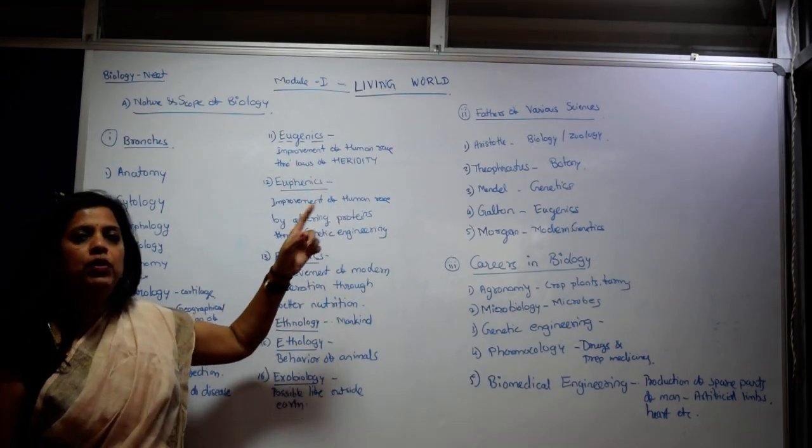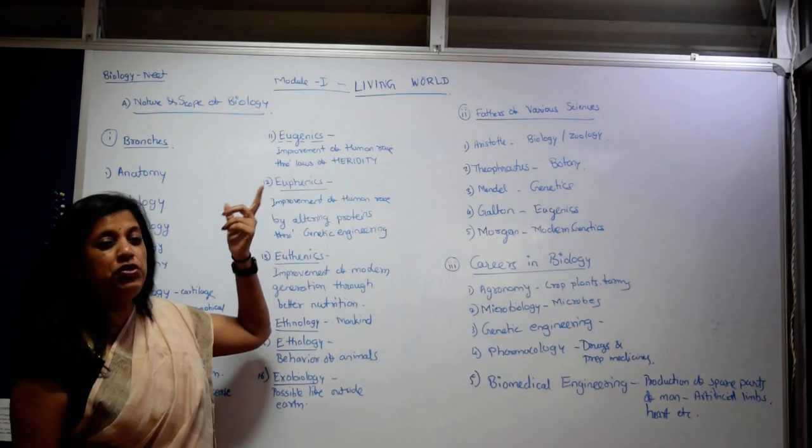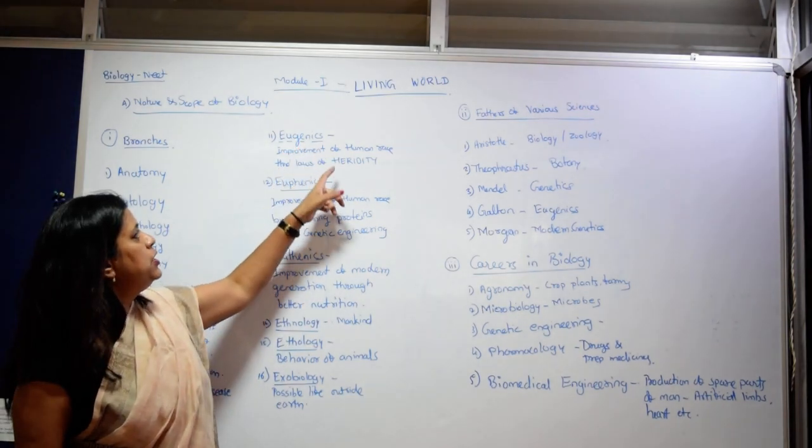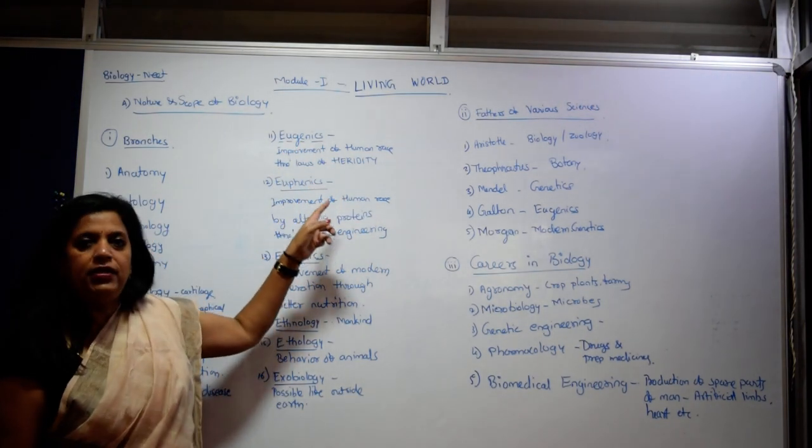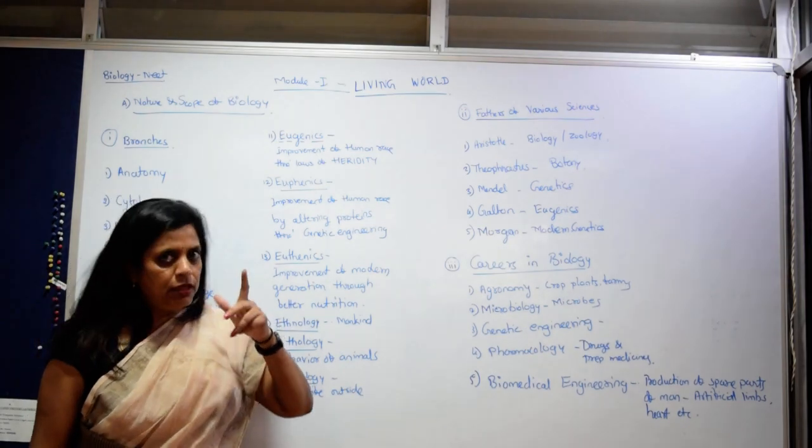That is euphenics, the improvement of the human race. Euphenics is different, eugenics is different. You can remember eugenics through hereditary laws. Euphenics is through protein synthesis, altering the proteins.